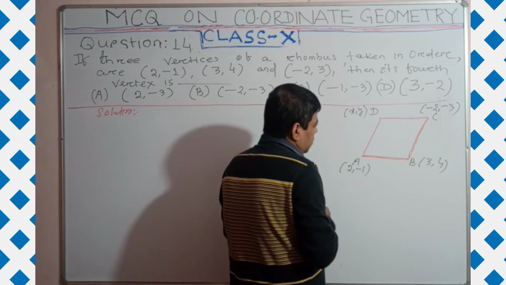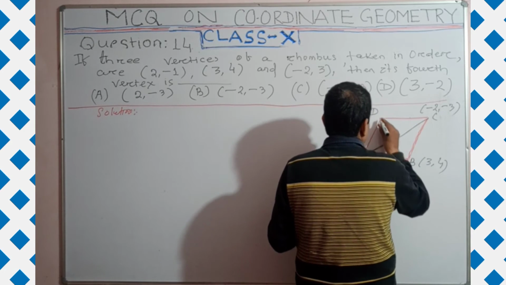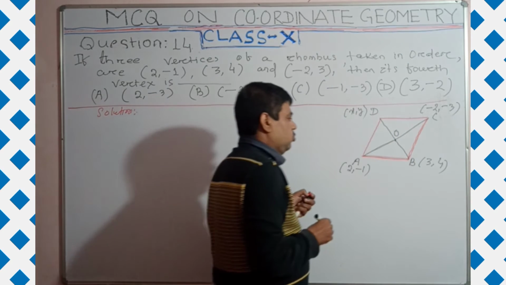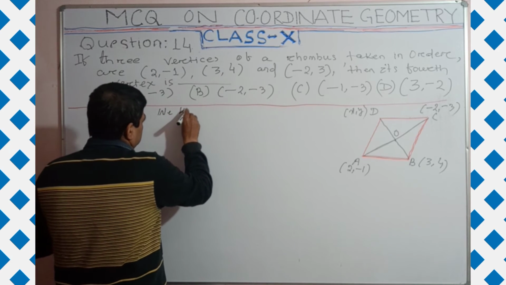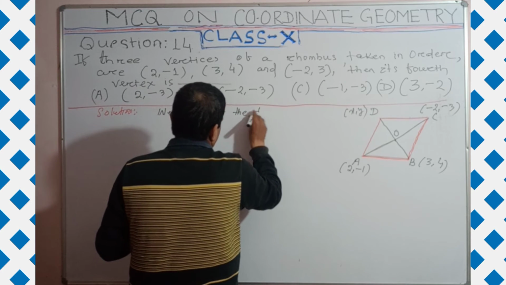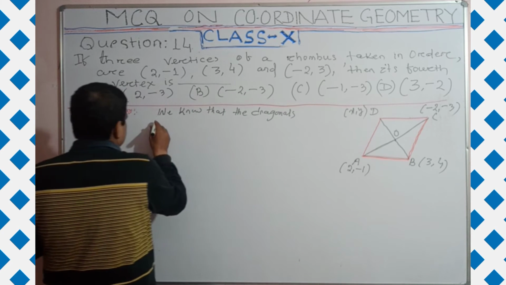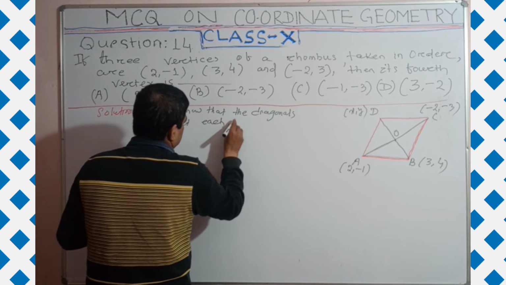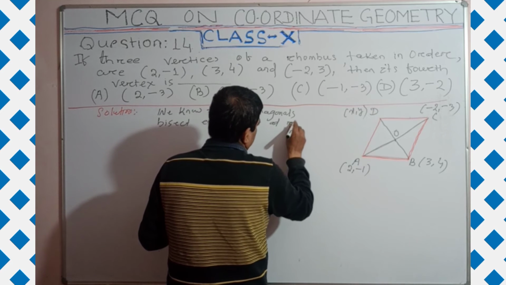That's why let us draw the rhombus first. Let us draw the diagonals: AC is a diagonal and BD is a diagonal, and they bisect each other at the point O. We know that the diagonals of a rhombus bisect each other at right angle.